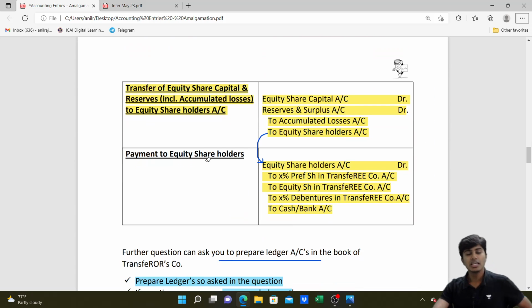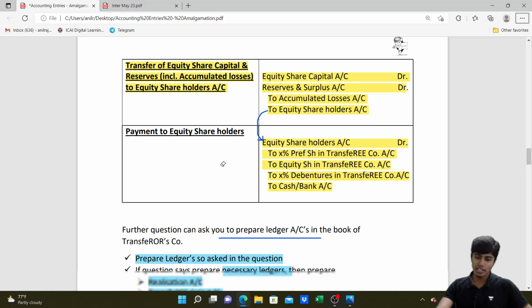And after this, if there is any, obviously there will be money payable to equity shareholders. We settle their payment by giving them shares, preference shares, equity shares, debentures, cash, bank in our transferee company. What we've received as a transferor company, we give it to them and then close that. Before that, the share capital and reserve, what was outstanding, not transferred to realization, will now be transferred to shareholder.